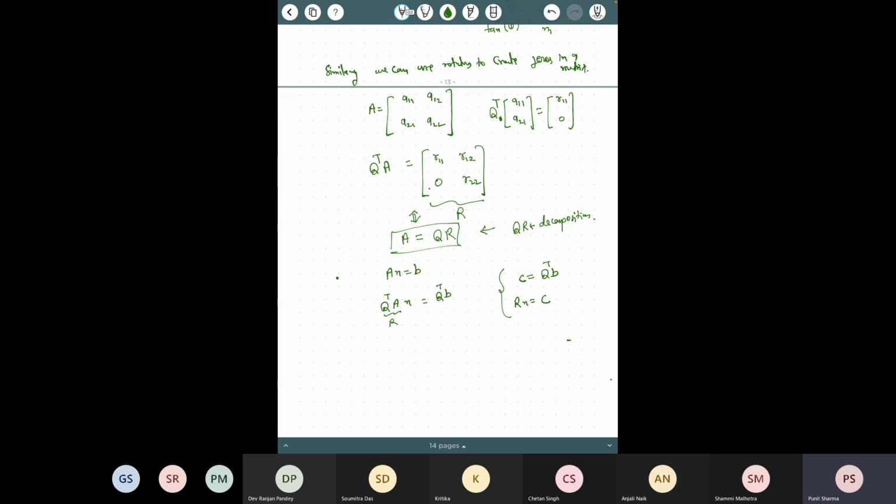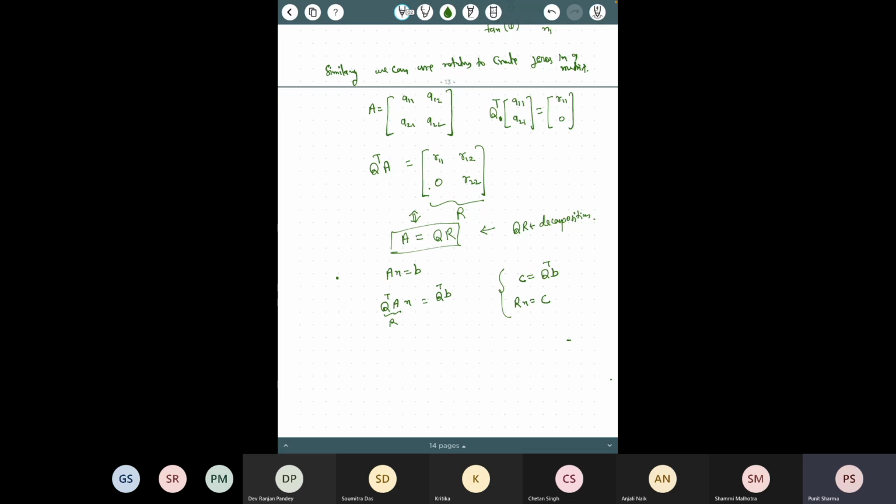Similarly, you can use reflectors also. Reflectors, when you apply on a matrix, will change all the entries of a matrix. Unlike rotators, where when you apply from the left hand side, it will only change the ith row and jth row, and the ith and jth column when you apply from the right hand side. But in case of reflectors, when you apply from the left hand side, it will change all the rows, and when you apply from the right hand side, it will change all the columns.